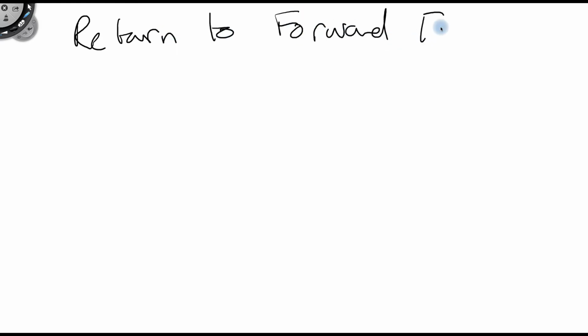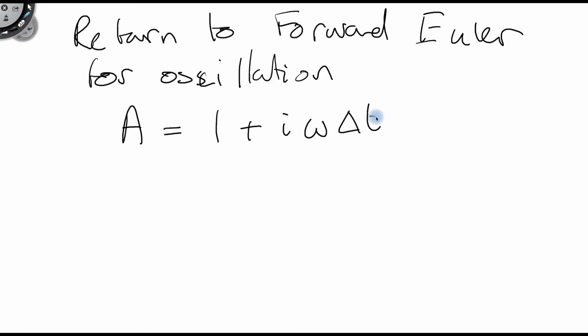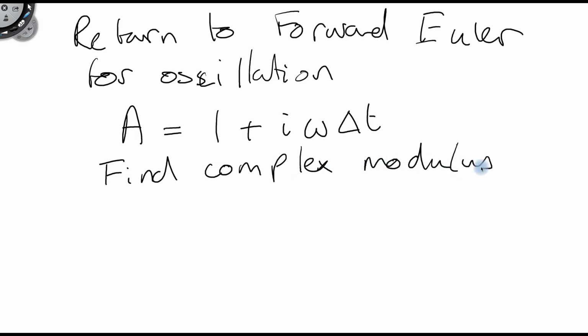So let's return to our Forward Euler result. For Forward Euler oscillation, we have that the complex amplification factor is now 1 plus i omega delta t. And we now know all we have to do is find the complex modulus. A lot of the time it's simplest just to do the modulus squared and then take the square root. So again, remember the modulus squared is simply using Pythagoras.